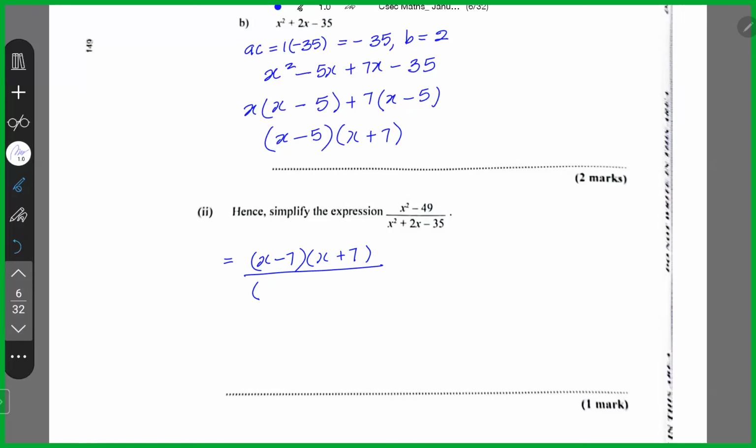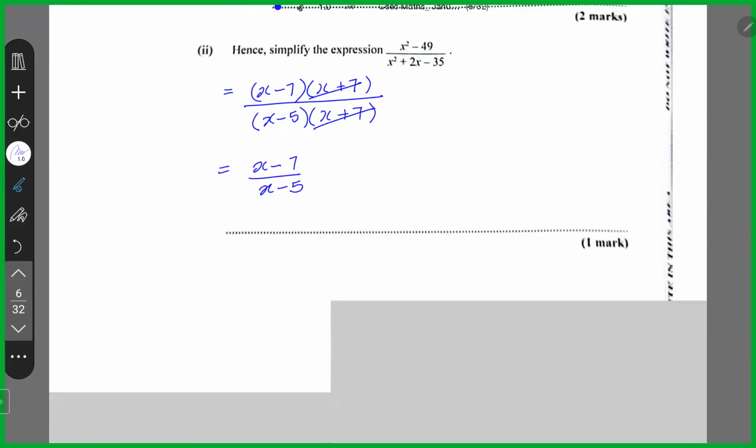This is x minus 5 and x plus 7. Then you look for any factors which are common to both the numerator and the denominator. And the factor common to the numerator and the denominator is x plus 7. You cancel those. What you're left with is x minus 7 over x minus 5. And that would be your answer. Let's see what's coming next.